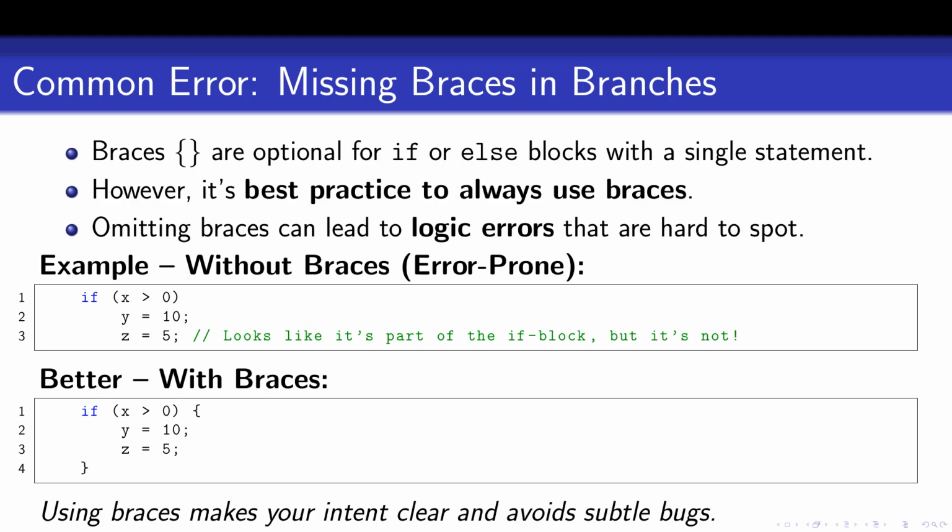Here, we look at one of the most common mistakes beginners make with if statements: forgetting to include braces. In C, if a branch only has one statement, the braces are technically optional, but relying on that can be risky. Without braces, it's easy to accidentally assume multiple lines are part of the branch when only the first line actually is. This often leads to logic errors that are hard to catch, because the program still compiles and runs.